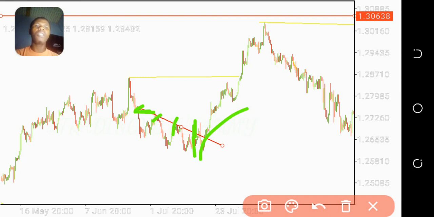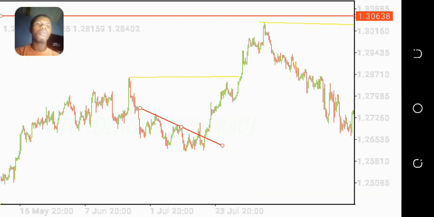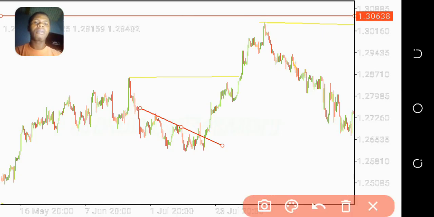It simply means that this is a liquidity pool. Now, a liquidity pool simply means where stop losses and pending orders are resting. Some persons are looking forward to having a breakout here, and their stop loss will be here. Some persons are actually selling here, and their stop loss is here. Selling here, their stop loss is here. So there's money here.